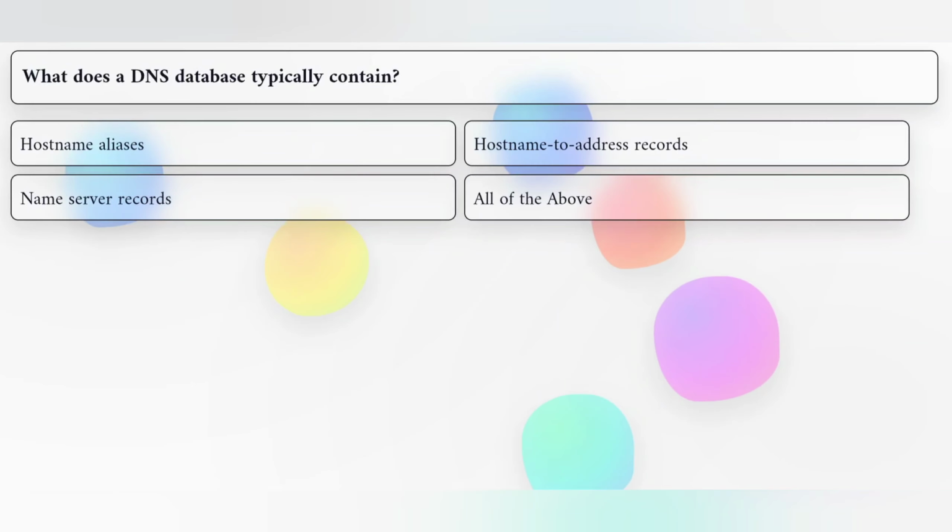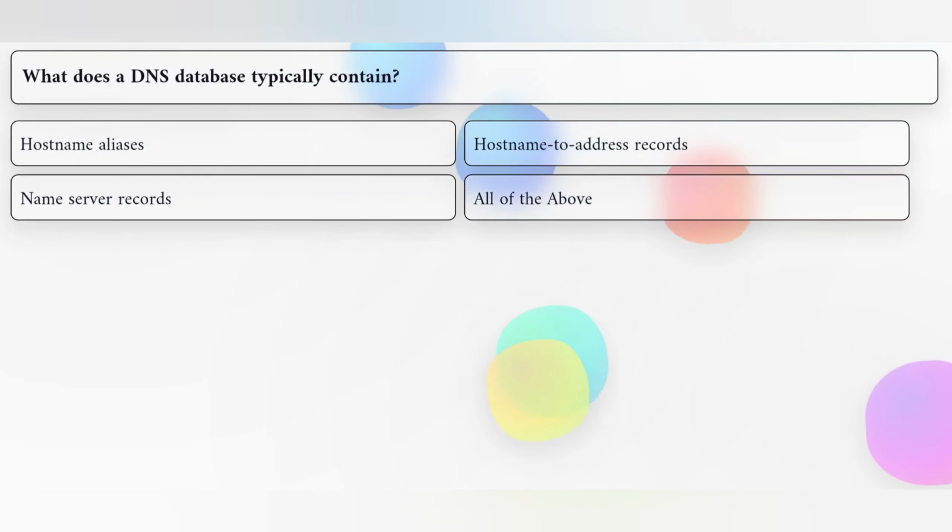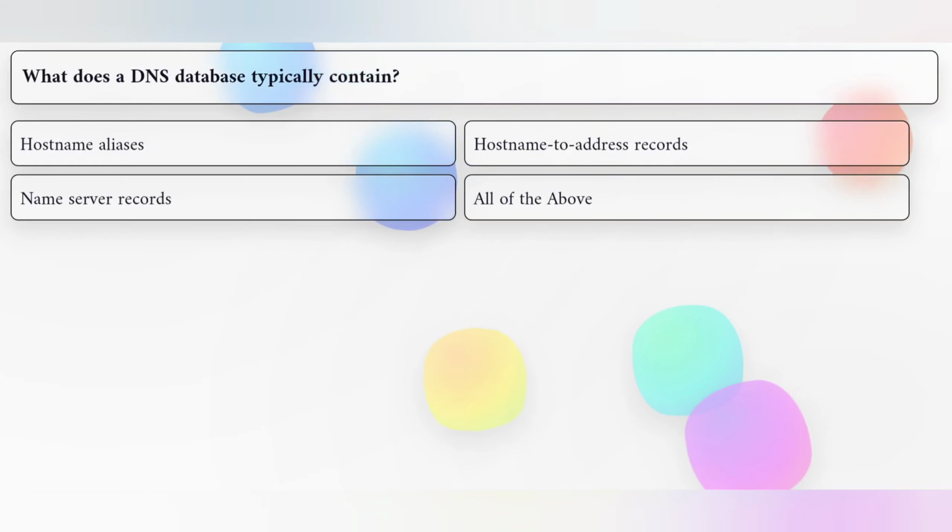What does a DNS database typically contain? Hostname aliases, hostname to address records, name server records, all of the above.